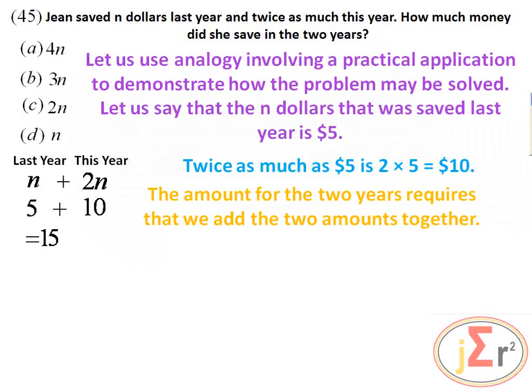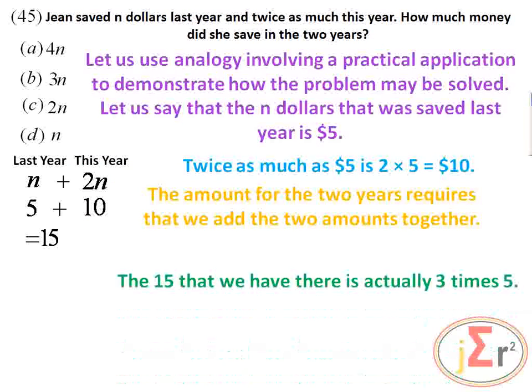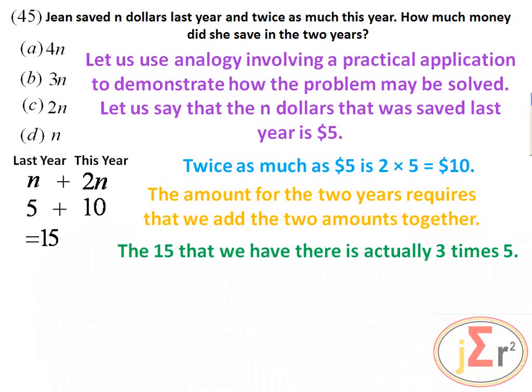So if the n dollars represented $5, then 2n would represent twice as much as 5. 2 times 5. 2 5s, 10. And when we add 5 and 10 together, the result is 15. The 15 that we have there is actually 3 times 5. 3 5s, 15. So the 15 that we have there is actually 3 times 5.